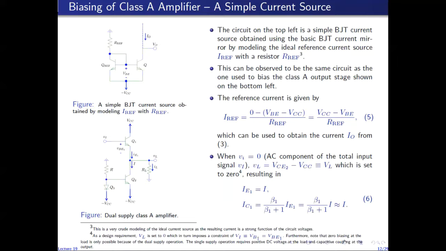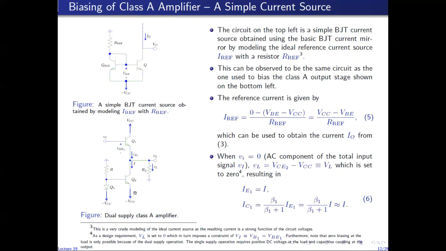Also note that the zero biasing at the load is only possible because of the dual supply operation. Because previously we biased the amplifiers using single supply, and there we could not set the output DC to 0 because the transistor does not conduct in the opposite direction. But here, when the output DC voltage is 0, the transistor can still conduct in the negative direction because of this negative VCC. So the voltage at the collector of Q2 can swing in the negative direction as long as it is greater than minus VCC. As soon as it approaches minus VCC, this transistor Q2 will go into saturation.